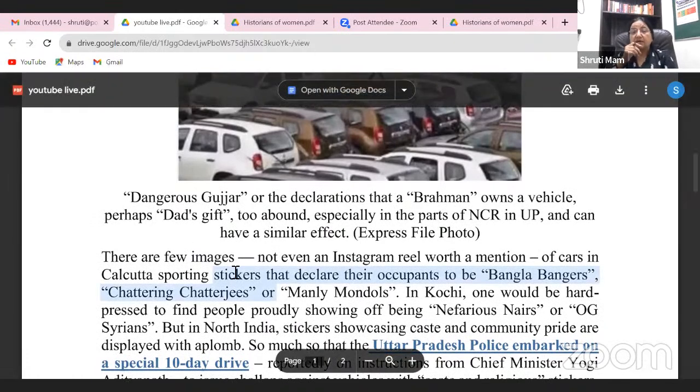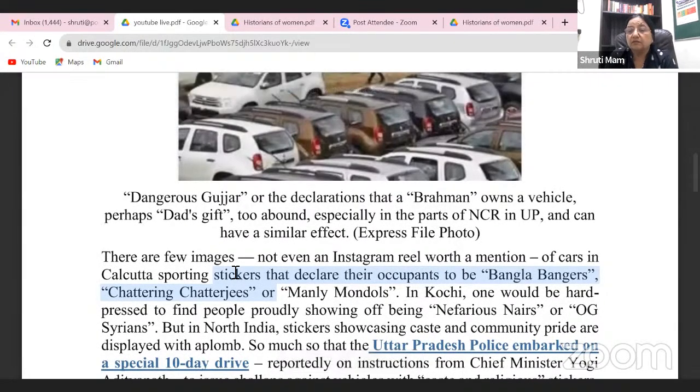There are few images. Again, he gives us some examples. Bangla bangers, chattering Chatterjees, many mondals in Kochi, nefarious Nayars. Nothing here, he's just adding on examples. Can you see, author, instead of giving you the topic, the author starts by giving you examples.